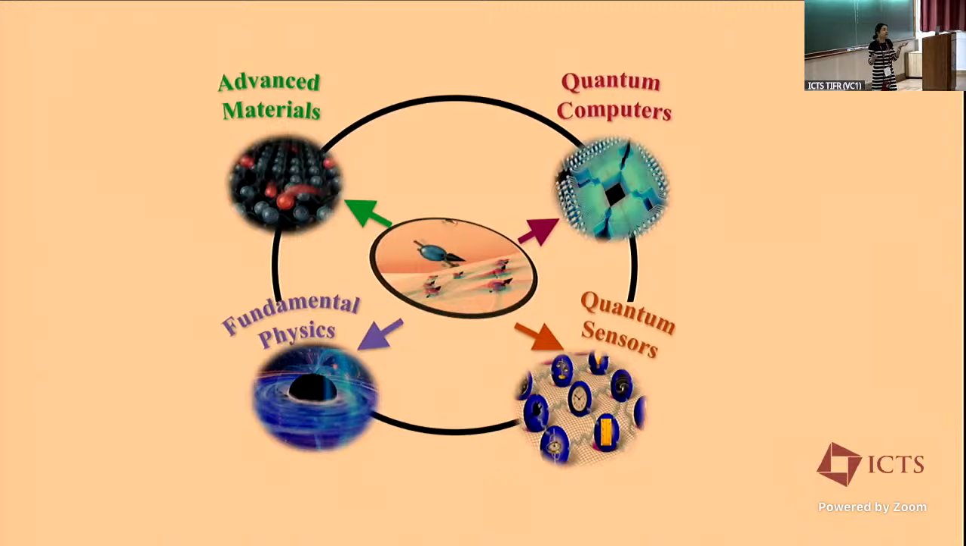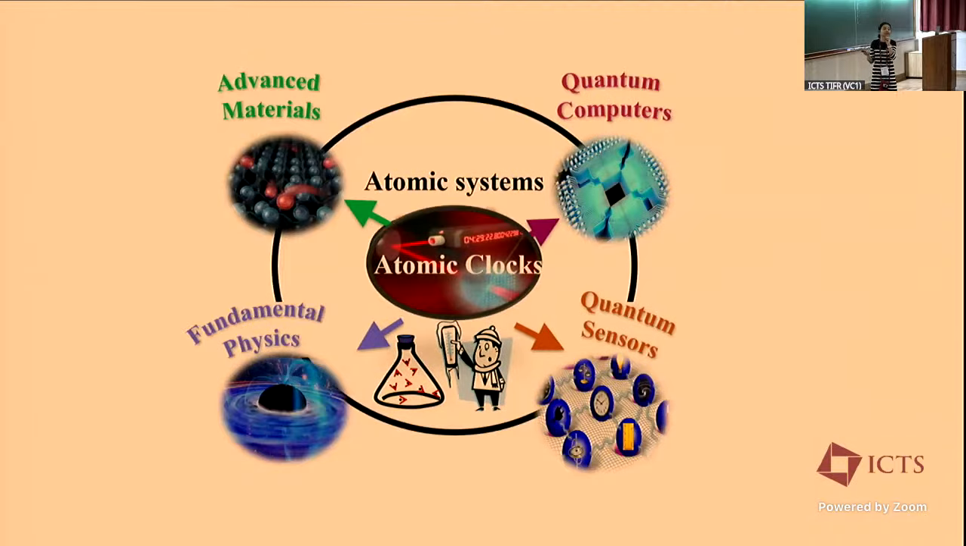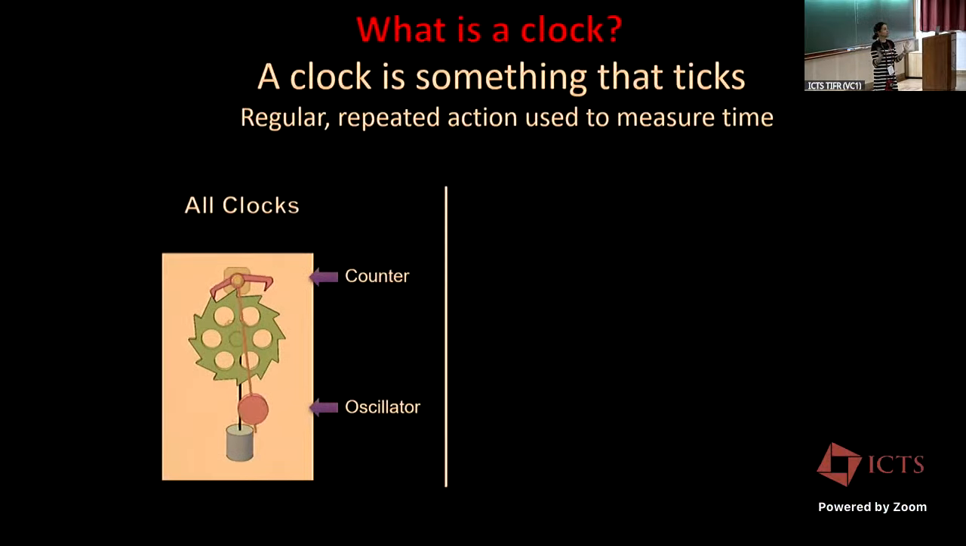And the story that I want to tell you today, and hopefully I convince you, is that ultracold atomic systems are allowing us to explore all these different directions, but in particular atomic clocks. And I'm going to explain a little bit how these systems are in fact contributing step by step to all these different directions. Okay, so let's start very basic.